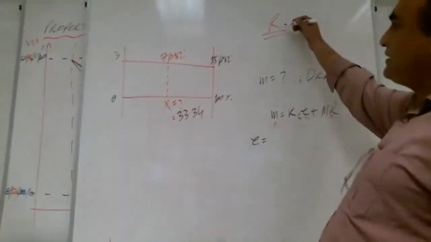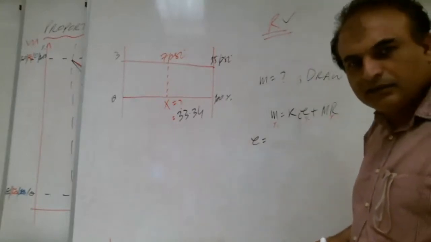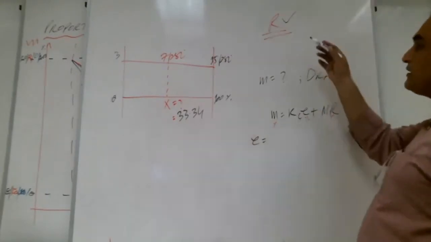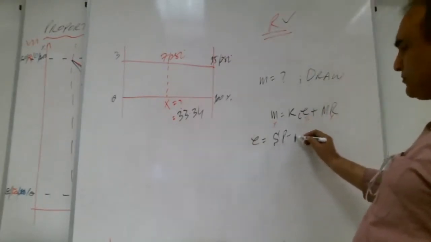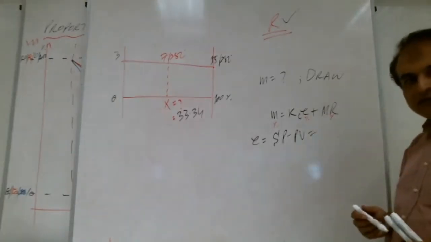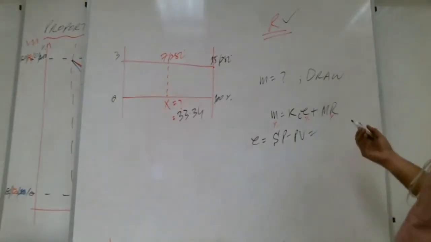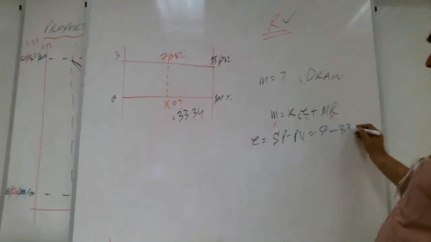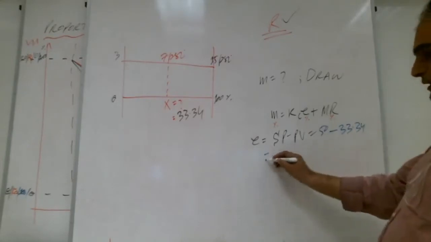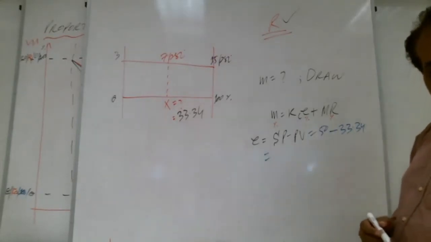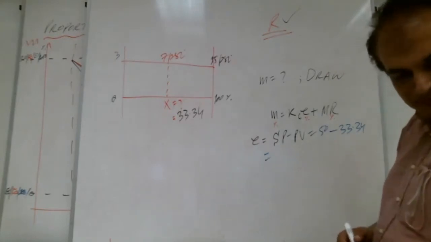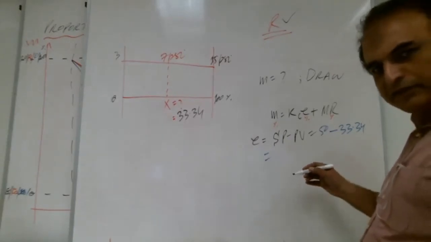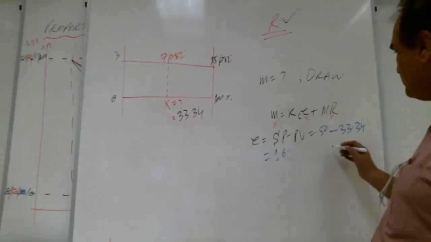So what is the error, Shabab? The action is reverse, so the error is SP minus PV. SP is 50 and PV is 33.34. So how much is the error? Lots of brothers are writing. The error is 16.66%.